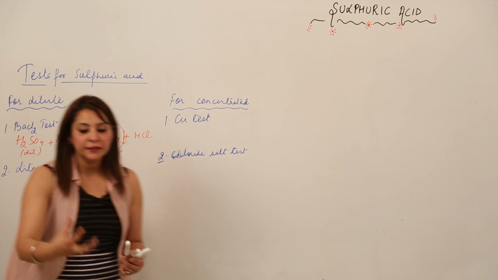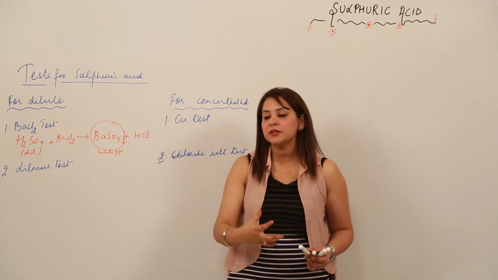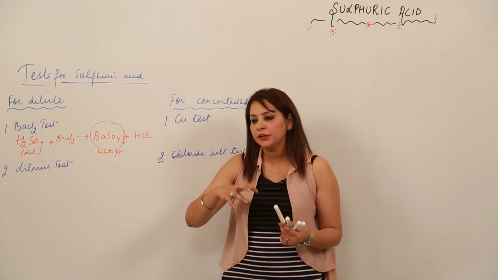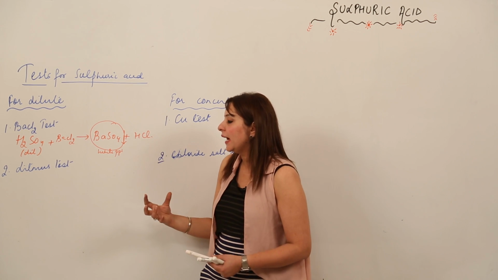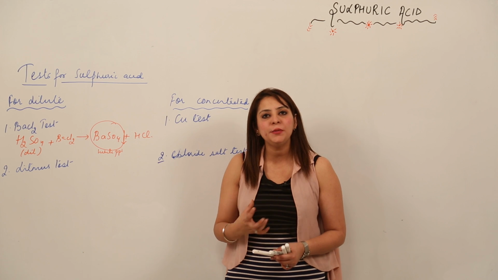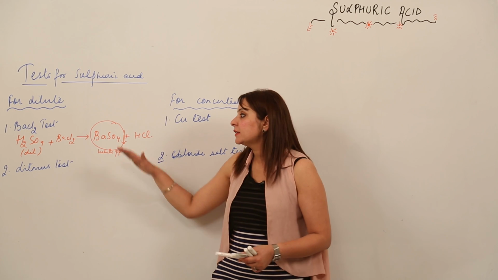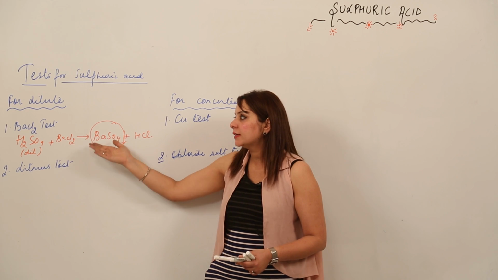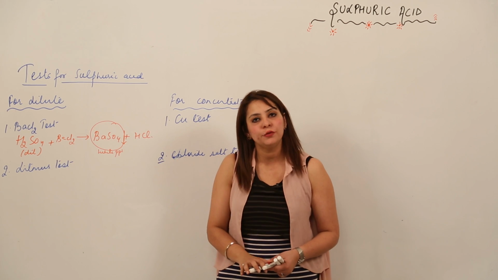So whenever you get an acid and somebody asks you to identify whether it is a sulfuric acid or not, you can say I react it with barium chloride. If it leads to the formation of a white precipitate that settles down, that is the BaSO4, that means the given substance is a dilute sulfuric acid.